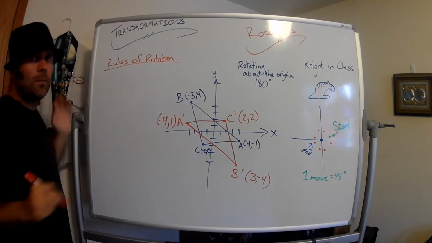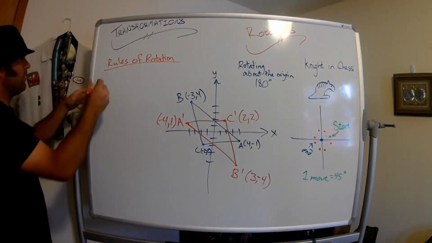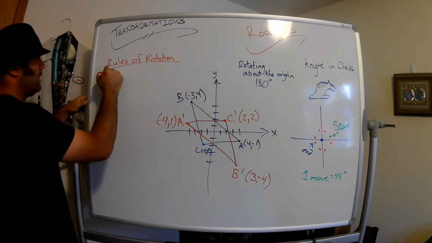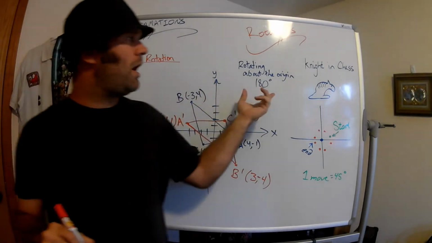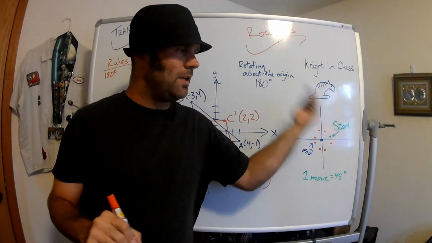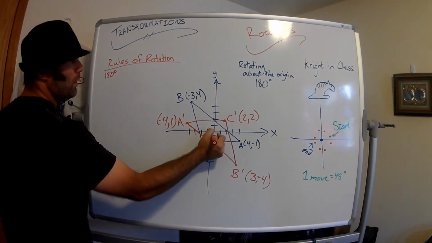And we're gonna make a list of rules. So we're gonna come up with a few. So here's the first one. If we rotate 180 degrees, remember that can be clockwise or counterclockwise, because that'll get you to the same point, about the origin. So we're going about the origin.